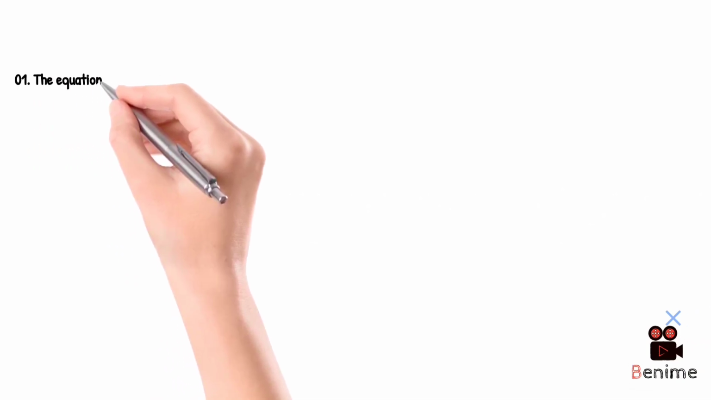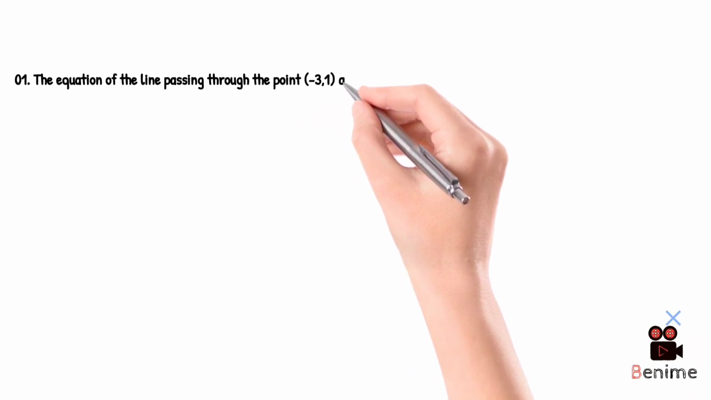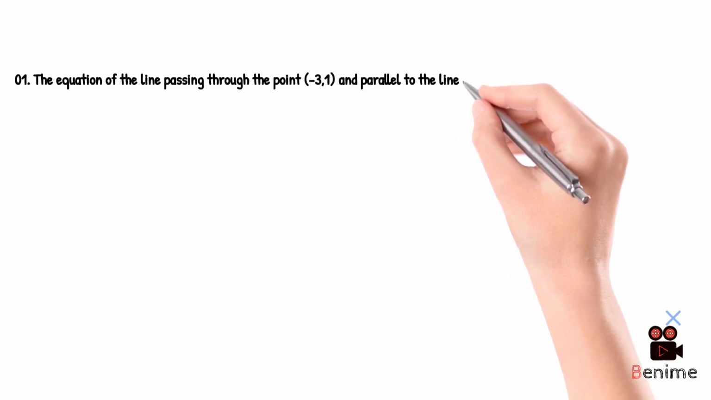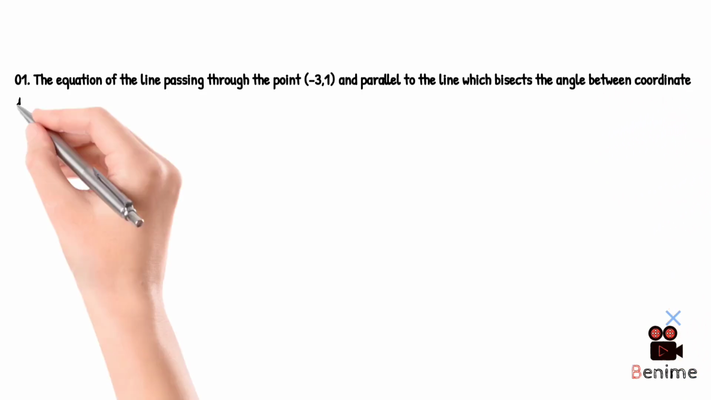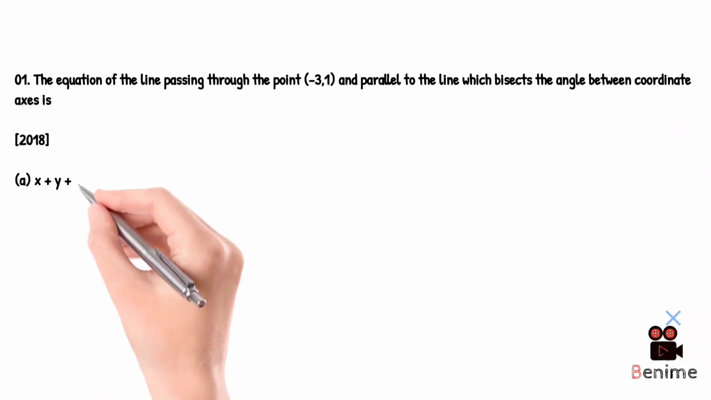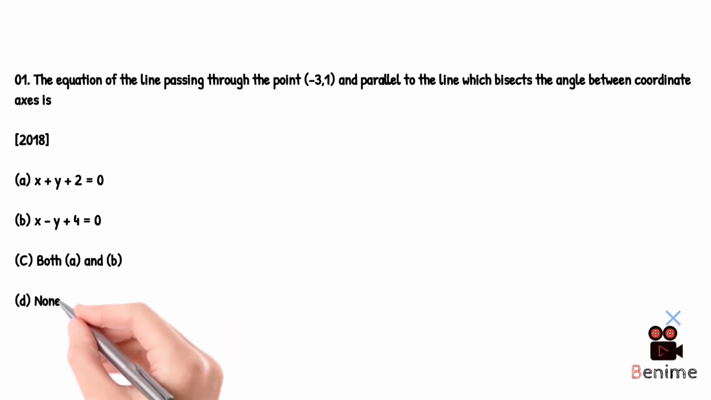Q1. The equation of the line passing through the point (-3, 1) and parallel to the line which bisects the angle between the coordinate axes is: A. x plus y plus 2 equals 0. B. x minus y plus 4 equals 0. C. Both A and B. D. None of the above.